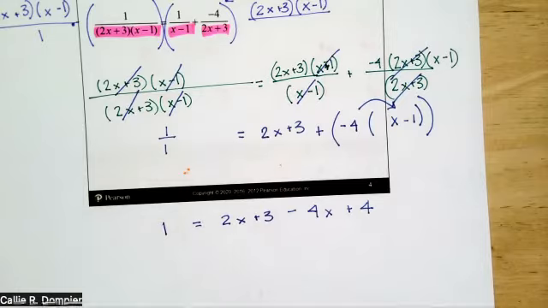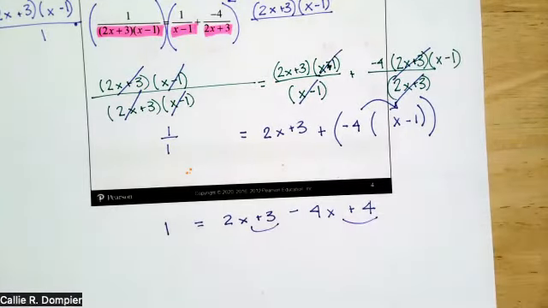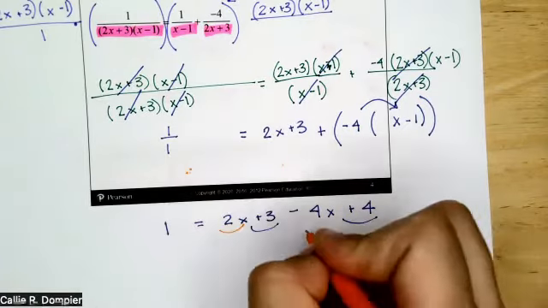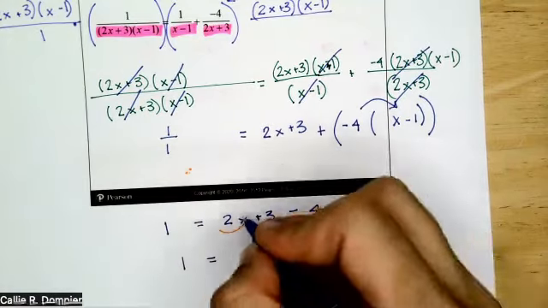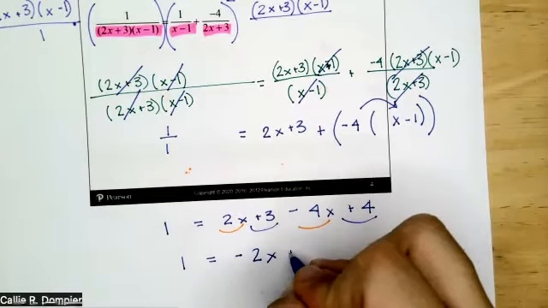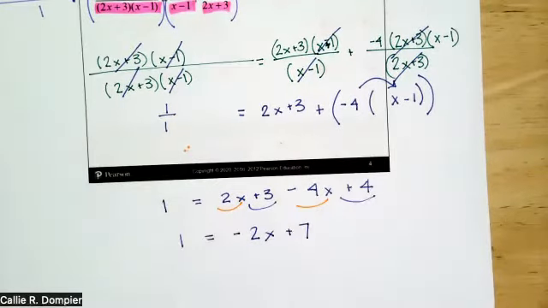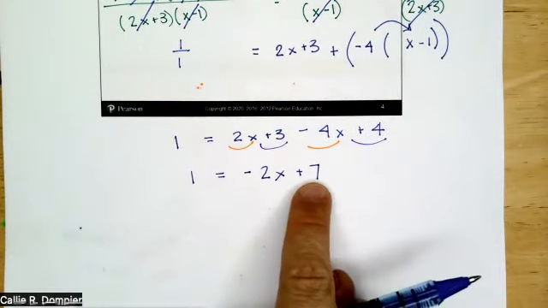Now I can combine like terms, add 3 and 4 together, and then the 2x and the negative 4x together. So I get 1 equals 2 minus 4x is negative 2x. Adding 3 and 4, I get 7. I have a 1 over here, a negative 2x, and a 7 over here.